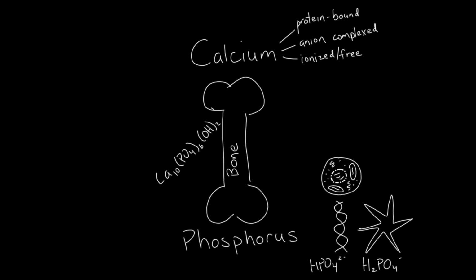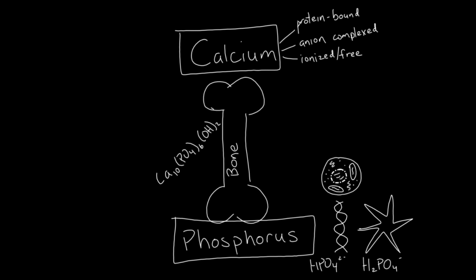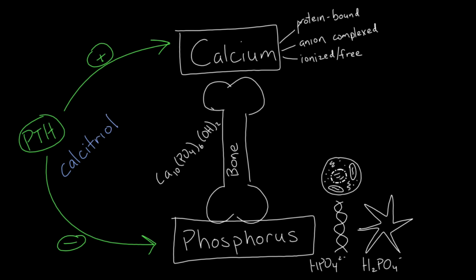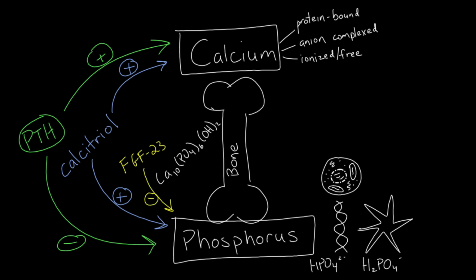Overall, only a small fraction of the total body calcium and phosphate is located in the plasma, but it is the plasma concentrations of ionized calcium and inorganic phosphate that are under hormonal control, which includes parathyroid hormone, calcitriol, fibroblast growth factor 23, and, to a much lesser extent, calcitonin.